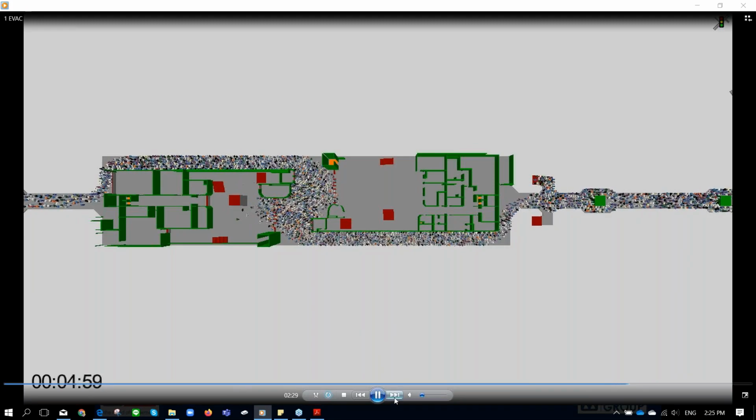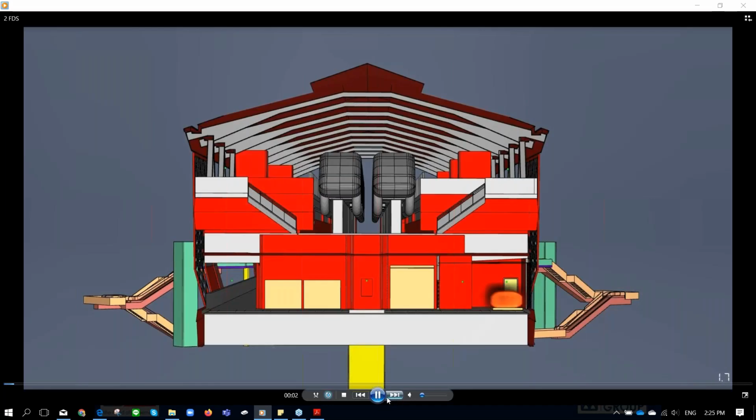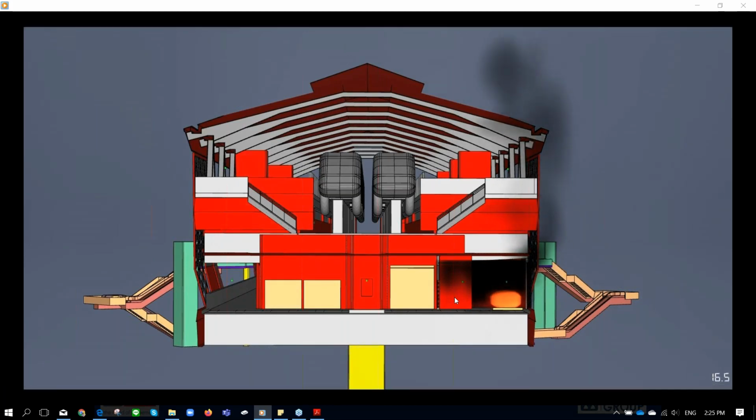Okay, next I'd like to talk about the FDS. Okay, why do we have to do the fire simulation? Because we have to make sure that during the evacuation, during those 4 or 6 minutes, the environment inside the station would be safe for evacuation and will not make our passengers too panicked.